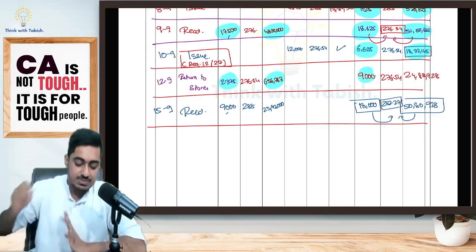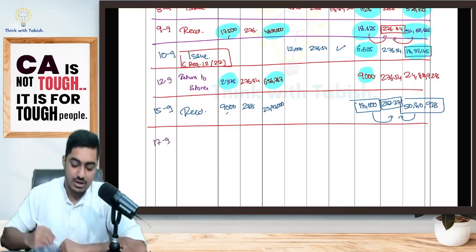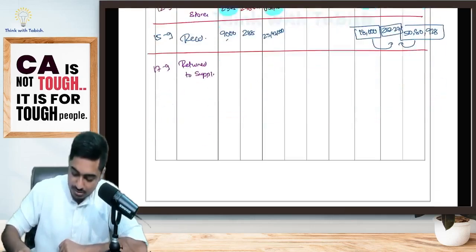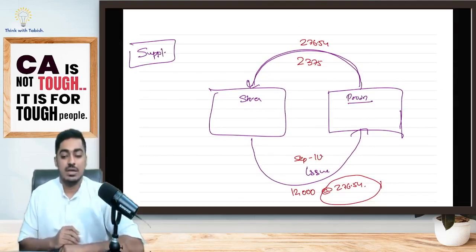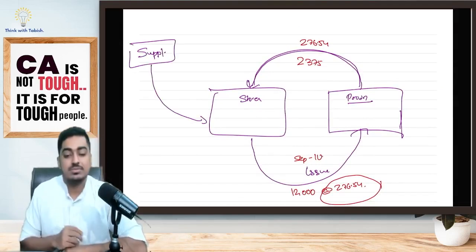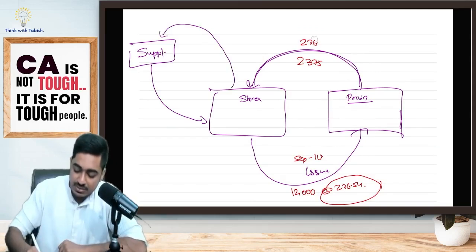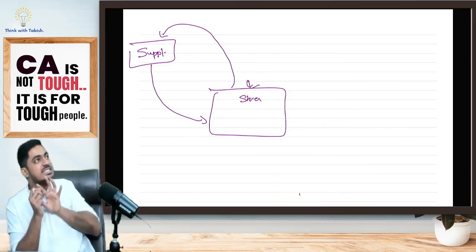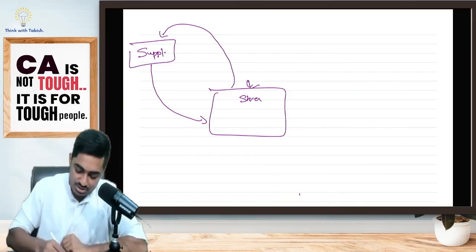After September 15th, then came September 17th. What happened? Returned to supplier. Tell me, students, what happened? Stores is there, supplier is there. From my supplier I would have received some goods. I did not like it, so I returned it to the supplier. If I am returning goods to my supplier, what is happening in stores? Am I receiving the goods or sending the goods? It is issue. Yes or no, everyone?